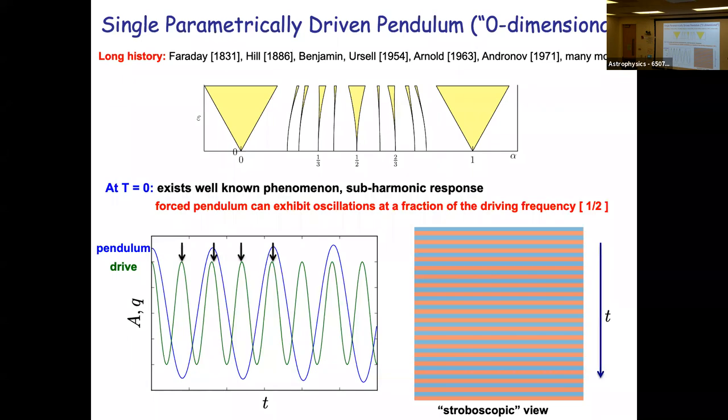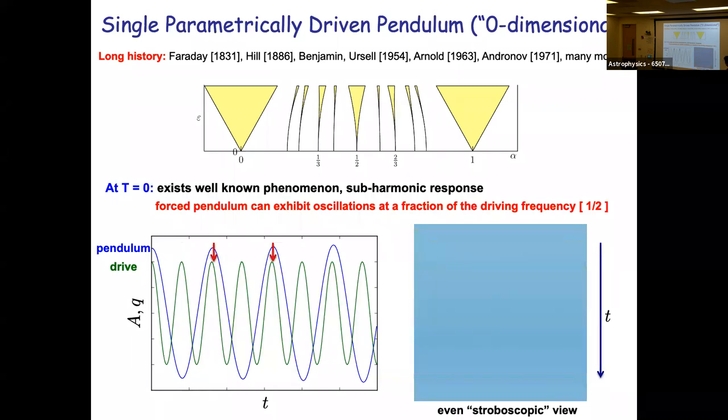It turns out that for the purposes of the talk, it's much easier to look at solid color. So I'm going to take a stroboscopic viewpoint. Whenever you see solid colors like this, this corresponds to the blue pendulum having come back to itself.